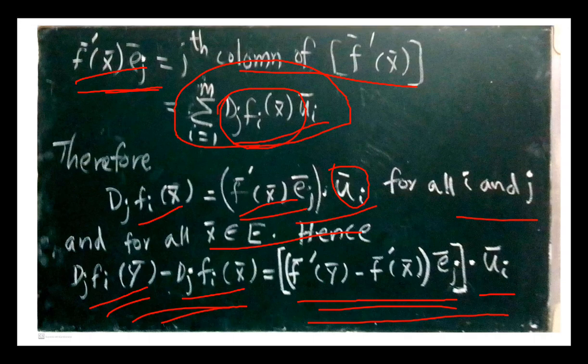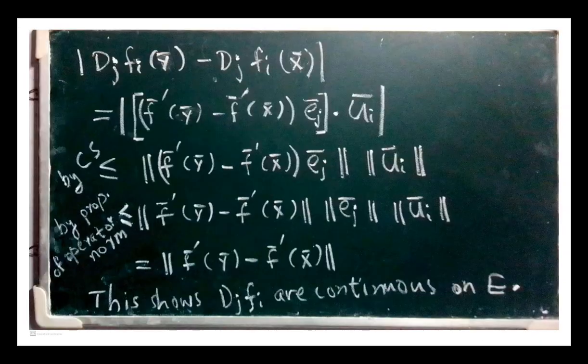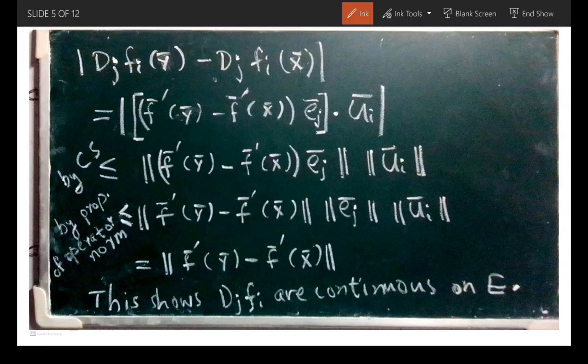Let us move to the next slide. What I have to show? I have to show all the Dj fi are continuous. Remember, Dj fi are real functions. So how do you measure the distance in real numbers? By using modulus. So modulus of Dj fi of y minus Dj fi of x is equal to modulus of the right side in the previous slide. So modulus of (f'(y) minus f'(x)) ej inner product with ui. Dot means dot product or inner product.